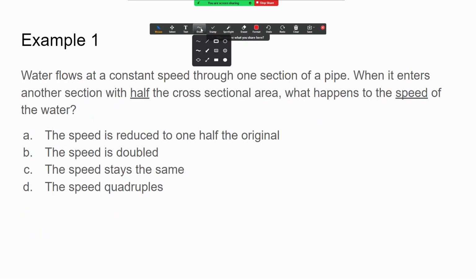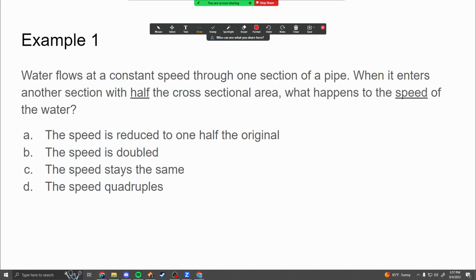We'll do a couple of examples here before we move on to the next part of our lecture. Water flows at a constant speed through one section of a pipe. When it enters another section that has half the cross-sectional area, what happens to the speed of that water? A lot of times with our continuity equation, I'm going to encourage you to think of 1 as in and 2 as out. If you think about it that way, these problems become a lot simpler, as opposed to asking which one is 1 and which one is 2. It doesn't matter, as always, as long as you're consistent.